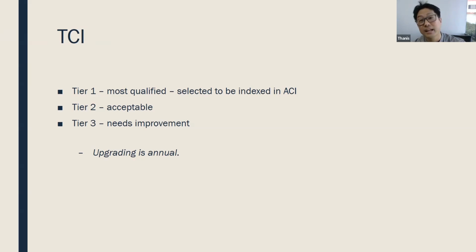TCI is kind enough though. When you get Tier 2, for example, they give you a checklist of what you are missing, so you can improve in those areas. Or if you get Tier 3, they give you a list of things you have to improve in order to pass.